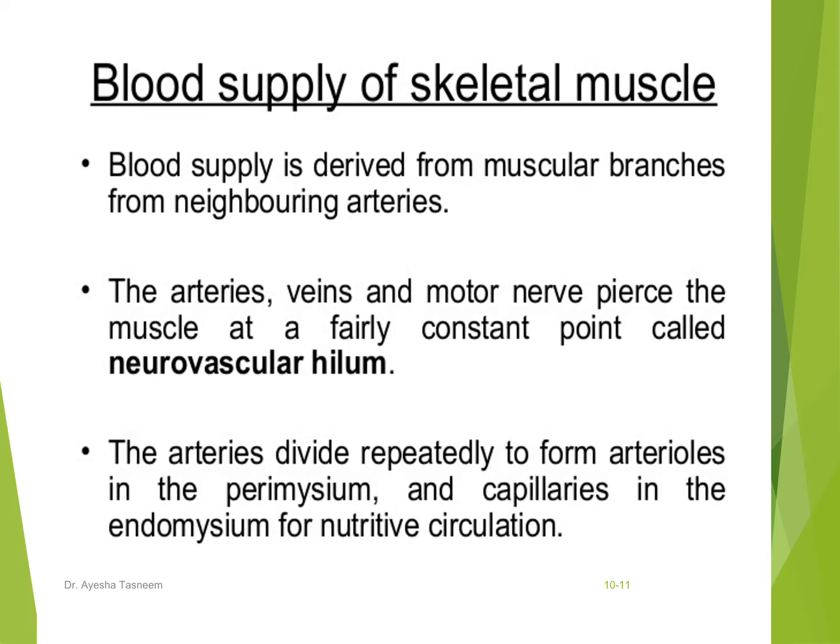Now we come to the blood supply of the skeletal muscles. Blood supply of all the muscles basically comes from the arteries that are present in close vicinity of the muscle, and the arteries and veins along with the motor nerves enter into the muscle through the neurovascular hilum. The arteries repeatedly divide into arterioles in the perimysium and capillaries in the endomysium for the nutritive circulation.